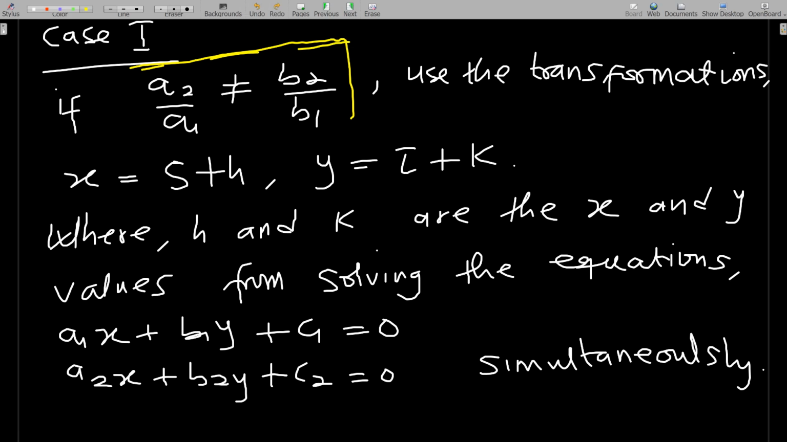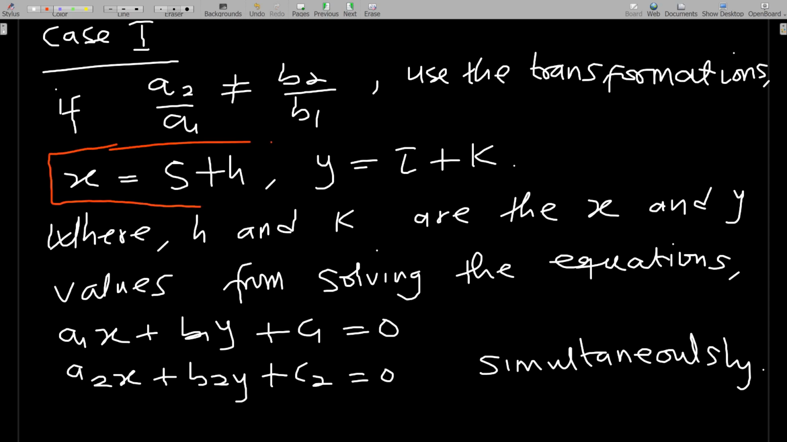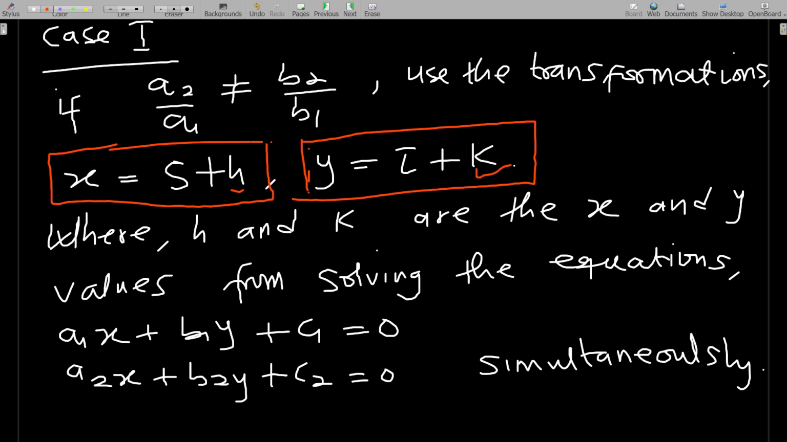Okay, so we transform this whole differential equation by saying that our original x should be equal to some capital S plus h, and our original y should be equal to some capital tau plus k. And then this k and the h are found from the solution to this simultaneous equation. When we solve this, the values of x and y we get for this system of linear equations.